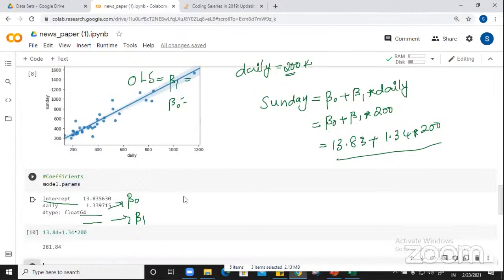So this is 281K. That means if your company is selling 200K newspapers on daily basis, then you can expect, if you launch the Sunday edition, to sell 281K Sunday magazines. So if this number is fine for your company management, then they can start the Sunday unit. Otherwise, they have to see other alternatives for how they can increase the business. So this is how we can estimate the Sunday, and this is how we can solve the business problems. Okay, fine.